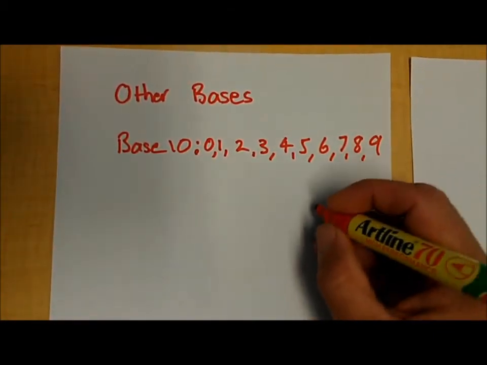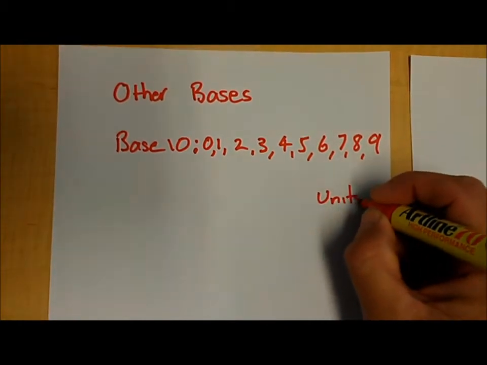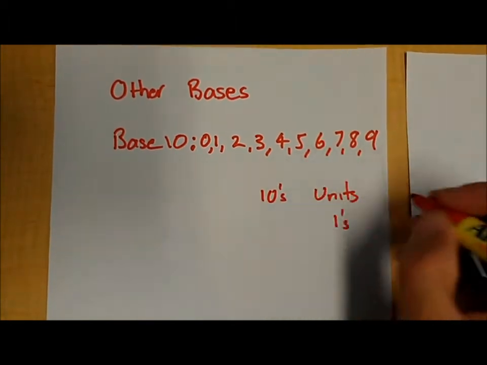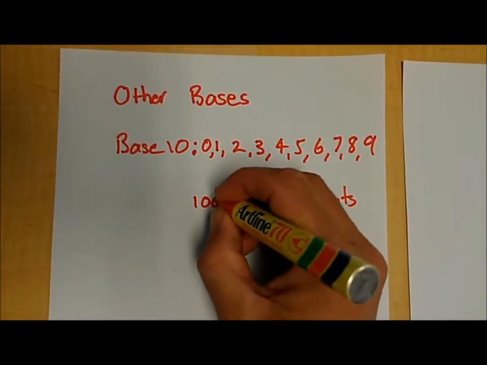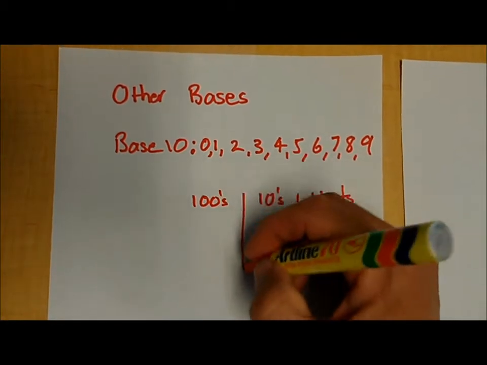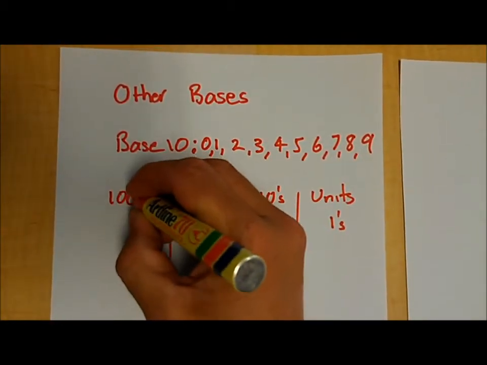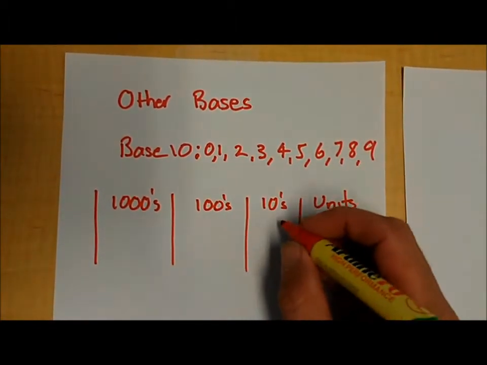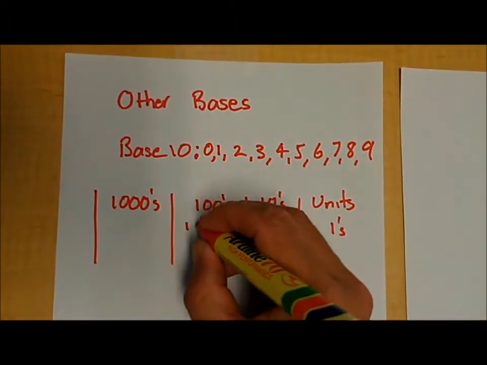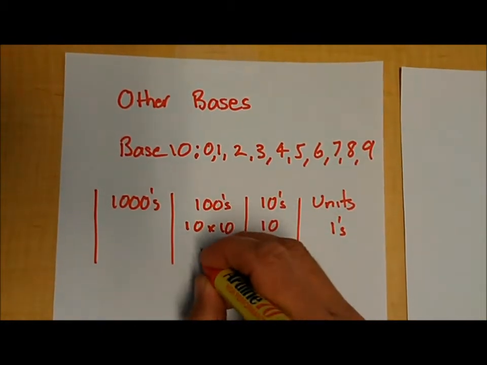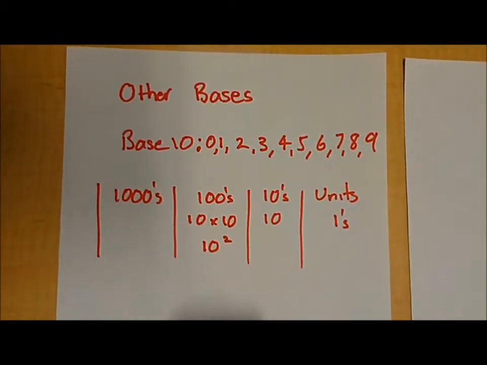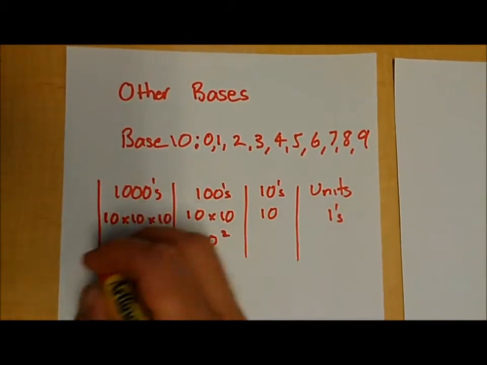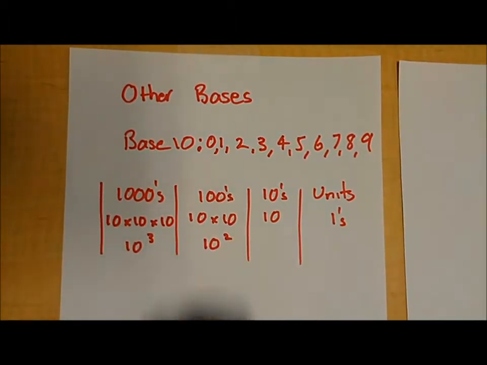And the place value system you'd be familiar with starts off with our units as our first place value, which is our ones. And then we have our tens. And then we have our hundreds. And then we have our thousands. And so on. And every time we're growing by a power of 10. So this is just 10. The hundreds is 10 lots of 10, and I can write that in index form as 10 squared. Thousands is 10 times 10 times 10, which is 10 cubed in index form.